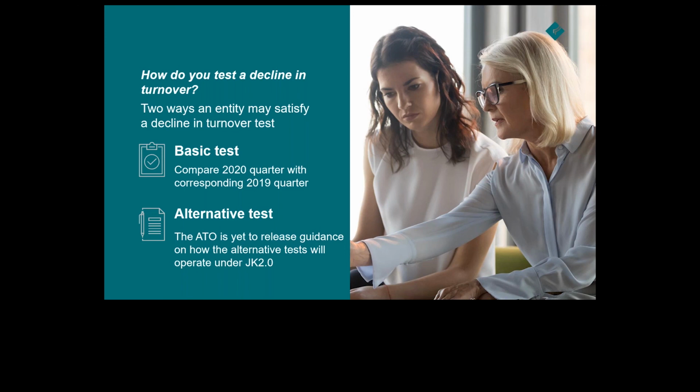So you may be aware that there were a series of alternative tests that were available under JobKeeper 1.0 for situations such as where a business has an irregular turnover, so lumpy turnover, or in circumstances where their turnover had substantially increased in a period leading up to March this year when the COVID pandemic first commenced.